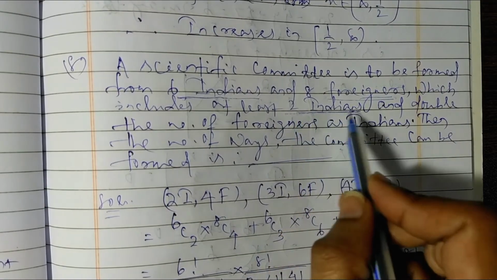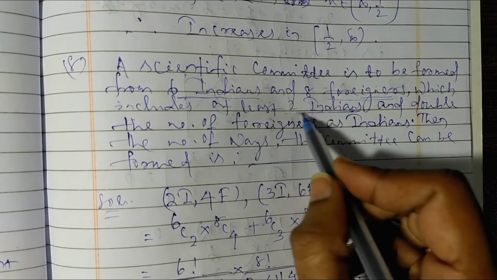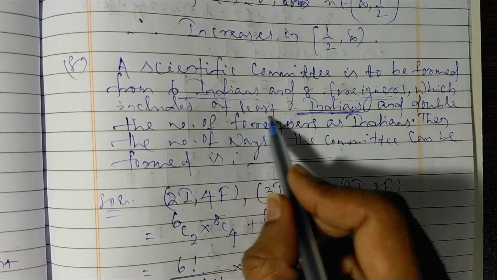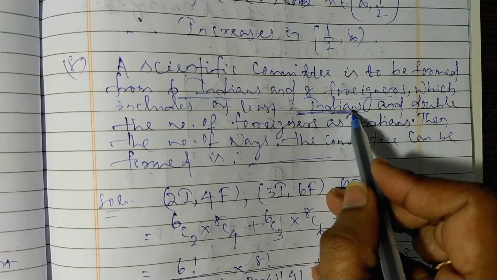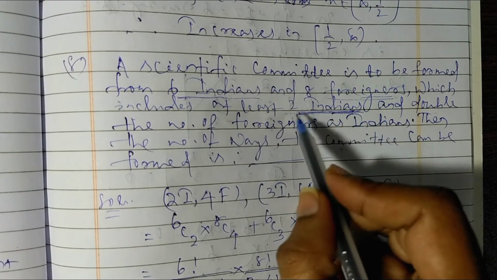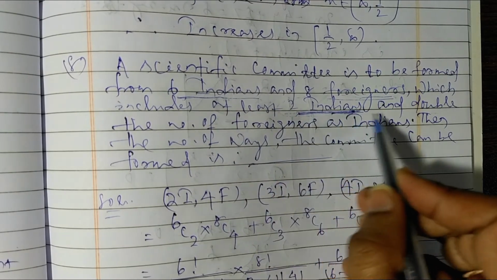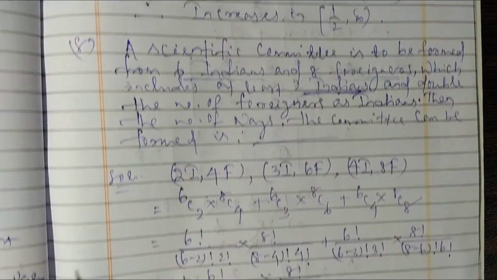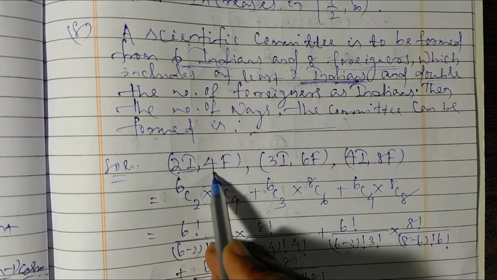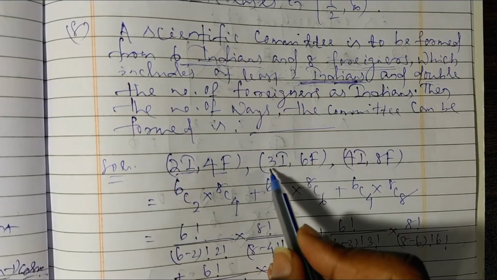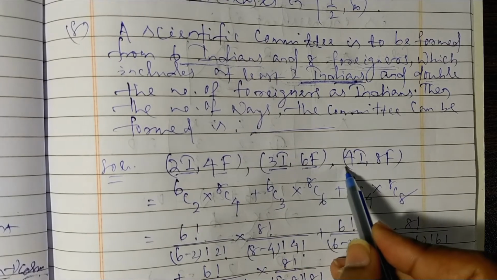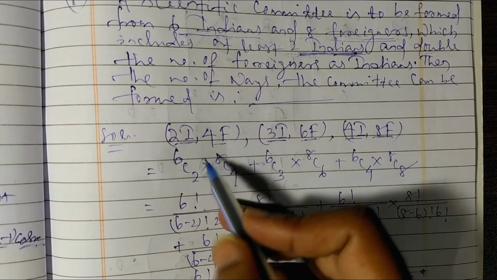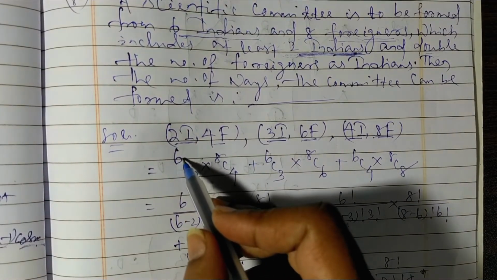That means we will make a team. There will be 2 Indians and double the number of foreigners. At least 2 Indians means we can take 2 Indians, 3 Indians, or 4 Indians. If we take 2 Indians, then the number of foreigners will be 4, because it is given that it is double the number of foreigners. That's why we take 2 Indians, 4 foreigners; 3 Indians, 6 foreigners; or 4 Indians, 8 foreigners. That means we are selecting 2 Indians from the total of 6 Indians.